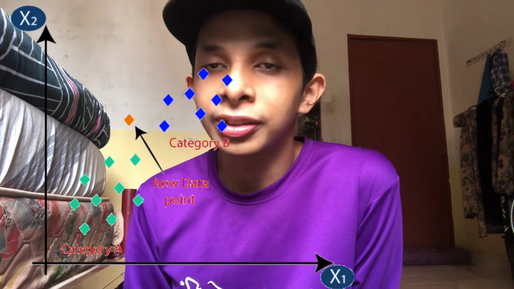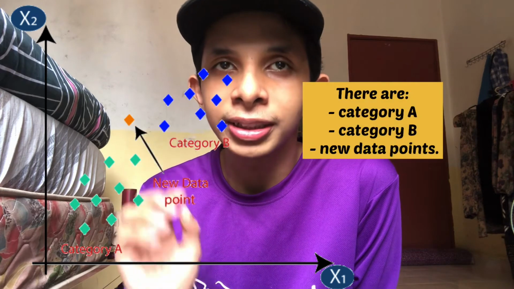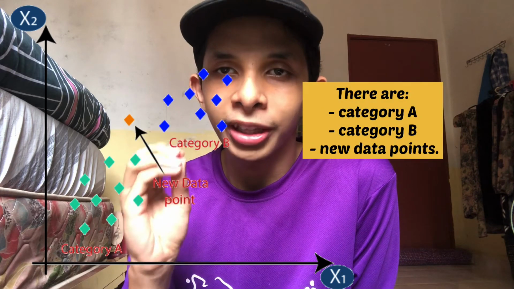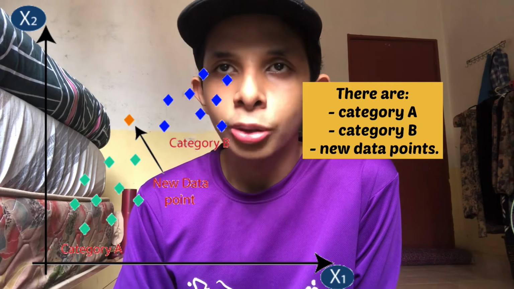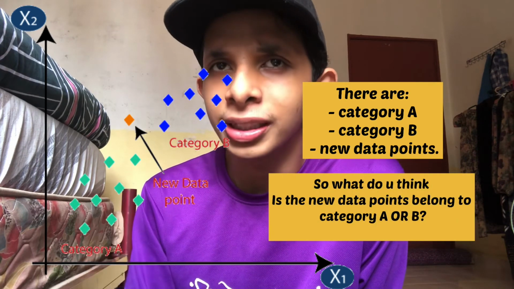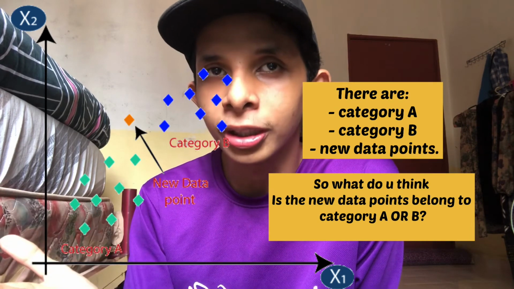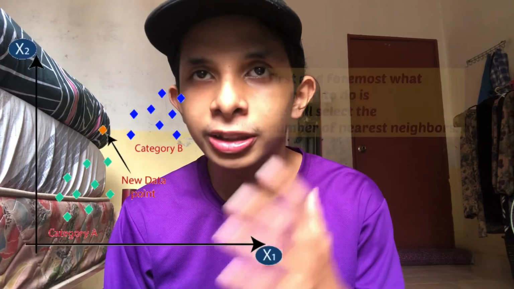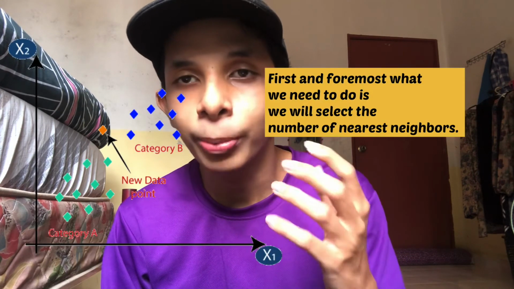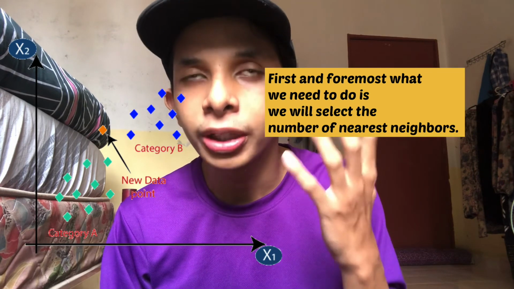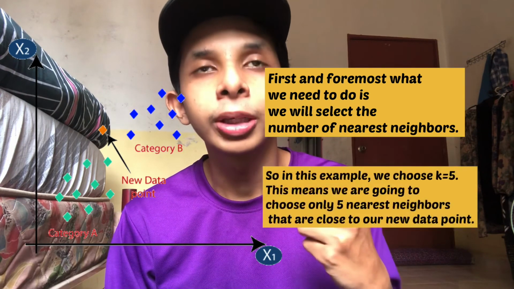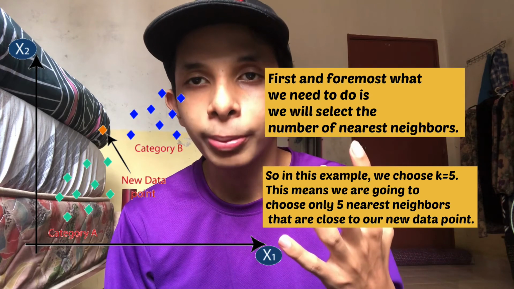So basically there are three things: category A, category B, and also a new data point. From this picture, we are trying to know whether the new data point belongs to category A or category B. So let us use the KNN method to classify this new data point. The first and foremost thing we need to do is select the number of nearest neighbors. In this example, we can choose maybe 5.